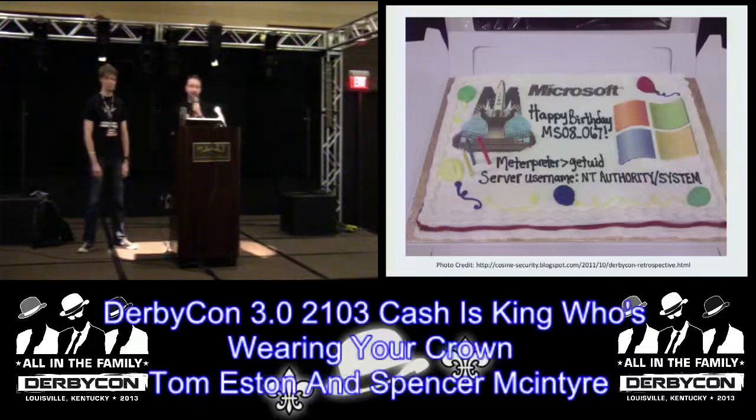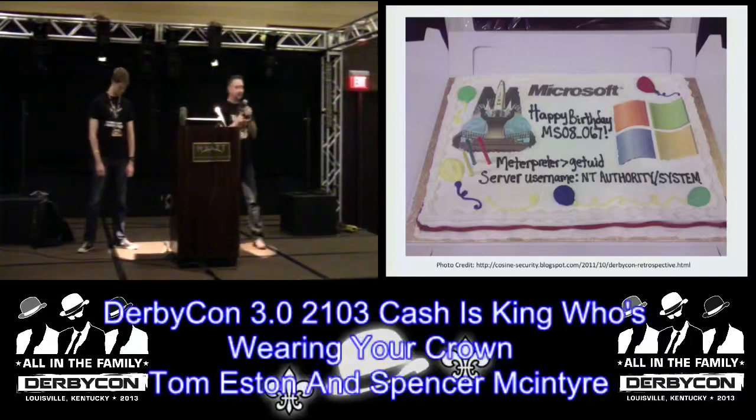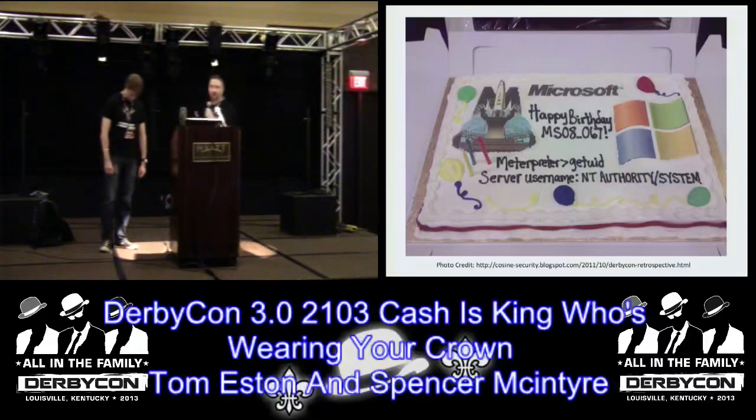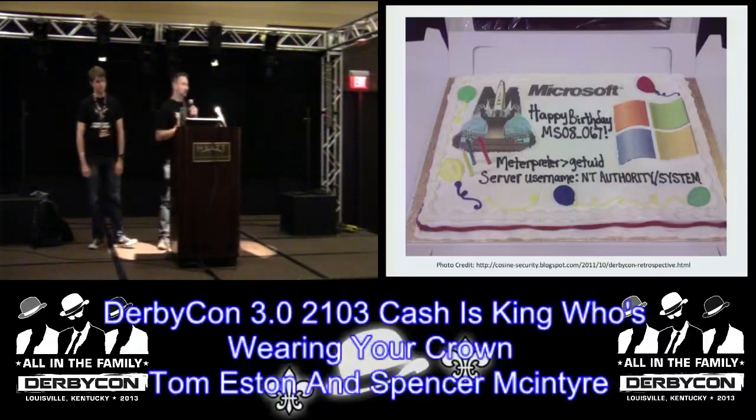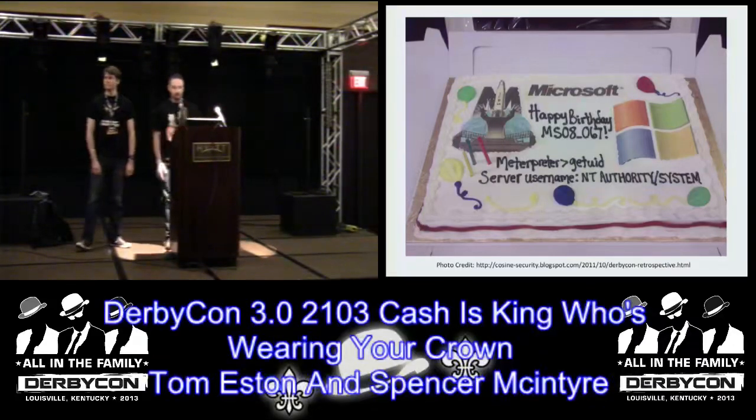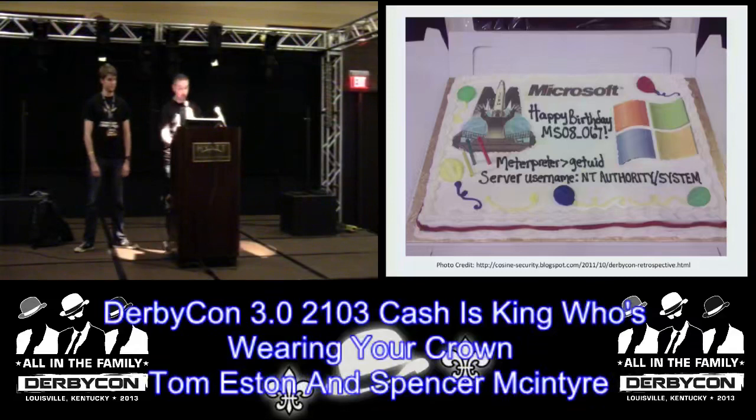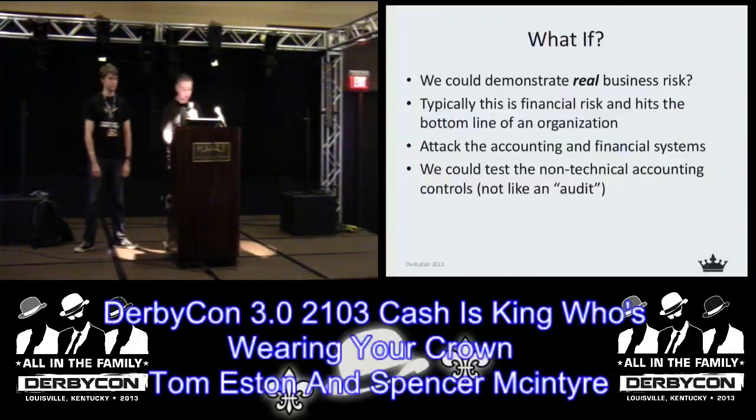Hey, who remembers this from the first DerbyCon? Yeah, the birthday cake, right? Happy birthday, MS08-067. Yeah, so this is the most common issue that we still find on client networks. We find one system with this vulnerability, and we lead to domain admin very quickly. It's a 5-year-old vulnerability, and for some reason we still find it. So it's very easy. Once we find a vulnerable system like this, it's easy to exploit and compromise the entire network, which includes financial systems.